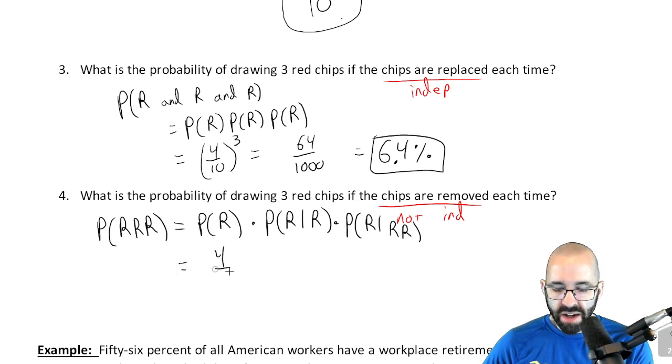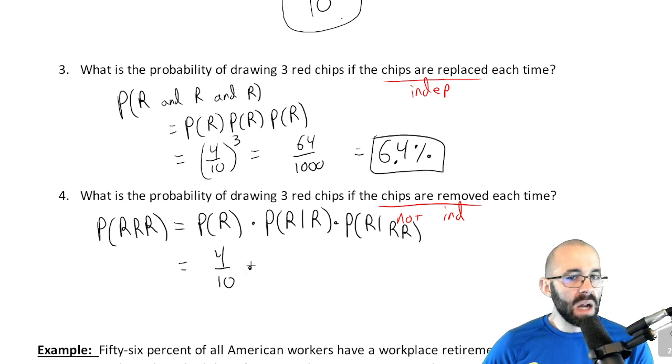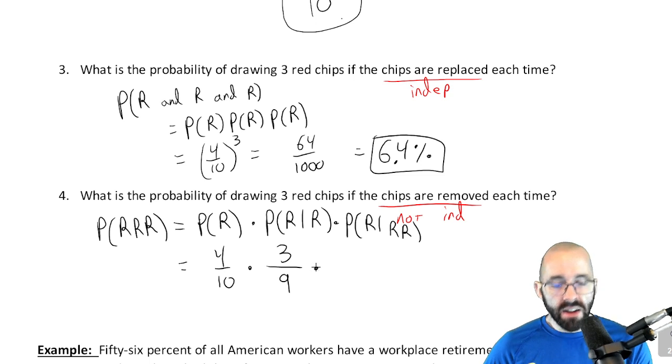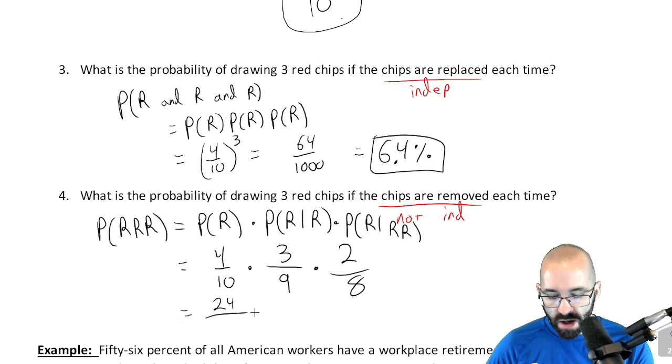So the first one being red is 4/10. But we didn't put it back. So the second one, there's only 3 red ones left. There's only 9 total. And then the third one, there's only 2 reds left. And there's only 8 total. We get 24 as our numerator, 4 times 3 times 2, divided by 720, which is 1 over 30.